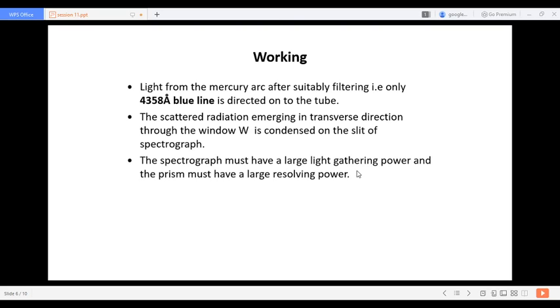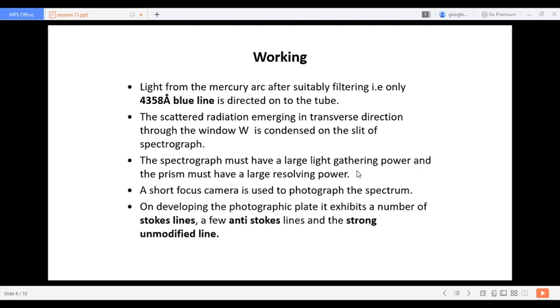The spectrograph must have a large light gathering power and the prism must have a large resolving power. A short focus camera is used to photograph the spectrum. On developing the photographic plate, it exhibits a number of Stokes lines, a few anti-Stokes lines, and a strong unmodified line.